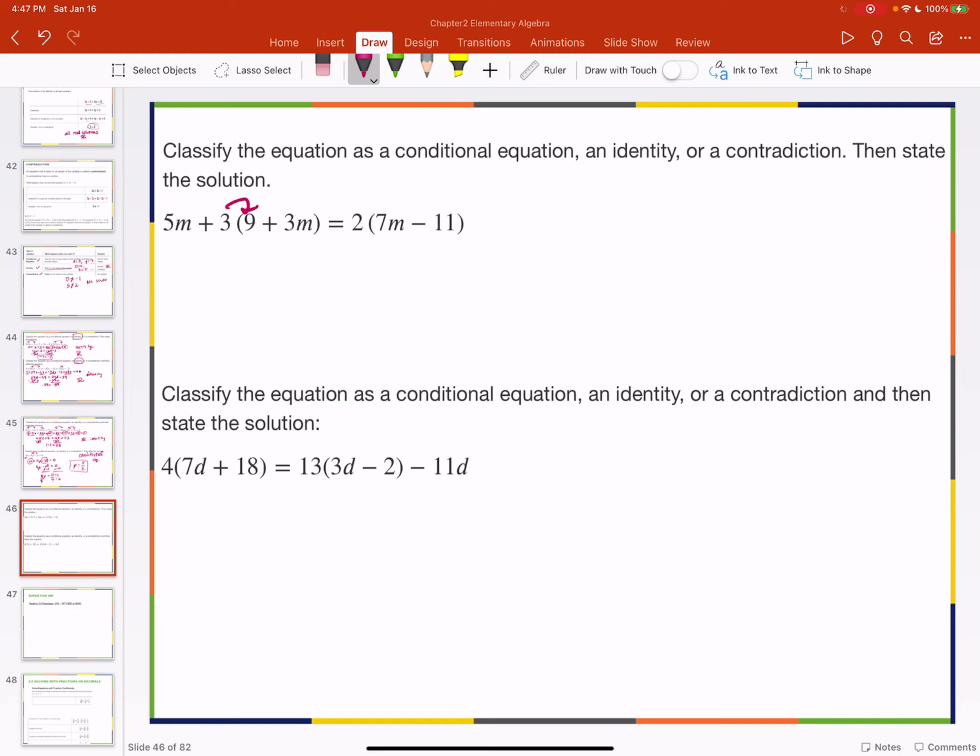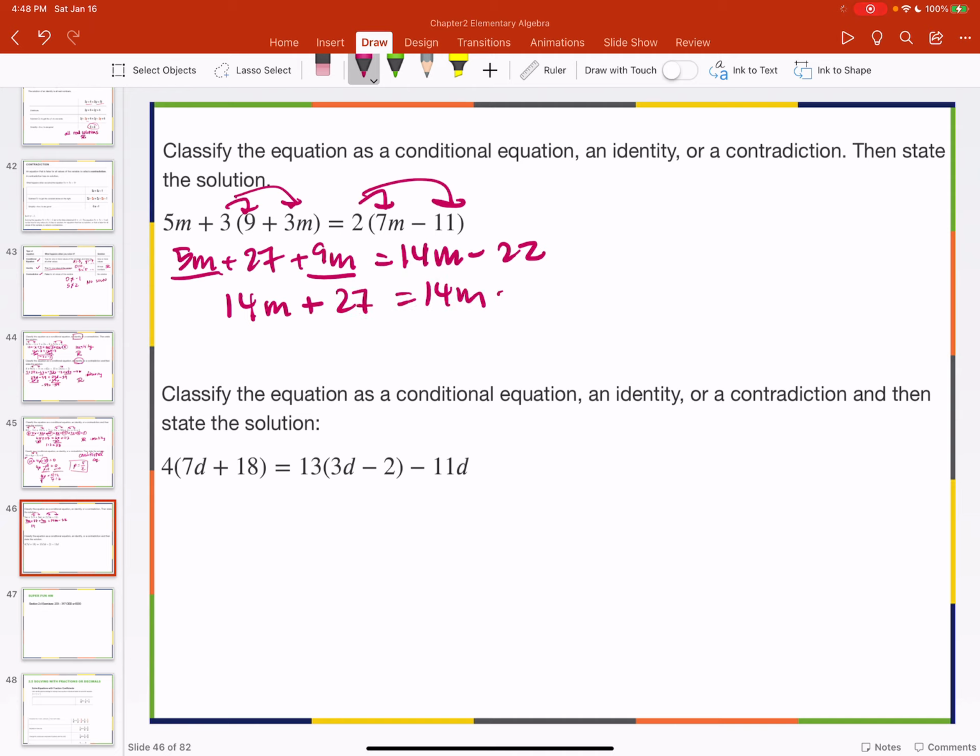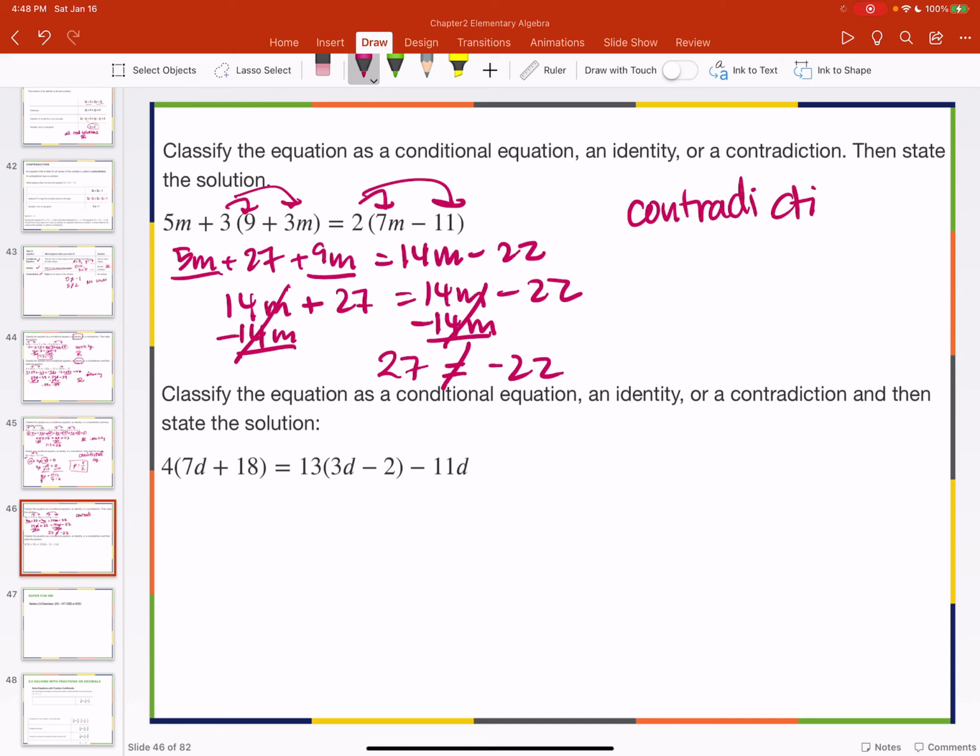So let's distribute this 3 here. 5m plus 27 plus 9m is equal to, distribute this 2, 14m minus 22. So let's combine like terms on the left-hand side. 14m plus 27 is equal to 14m minus 22. So you kind of see where we're going here. Let's move the 14m by subtracting it from both sides. It cancels out on both sides. So we get 27 is equal to negative 22. Well, that is false, right? That's not true. 27 does not equal negative 22, so that's a contradiction. So no solution.